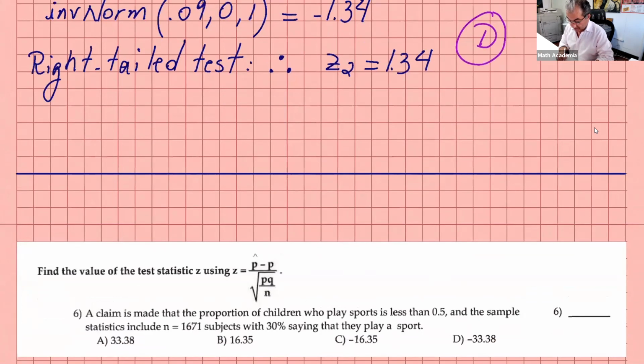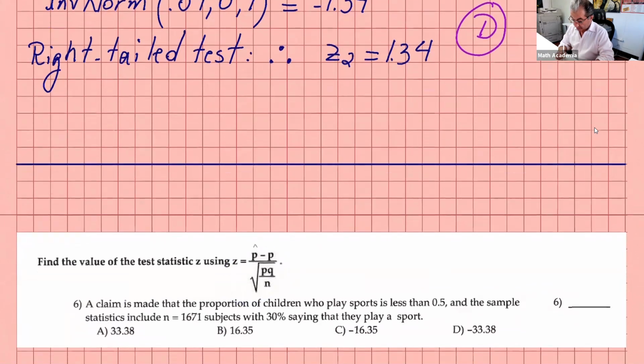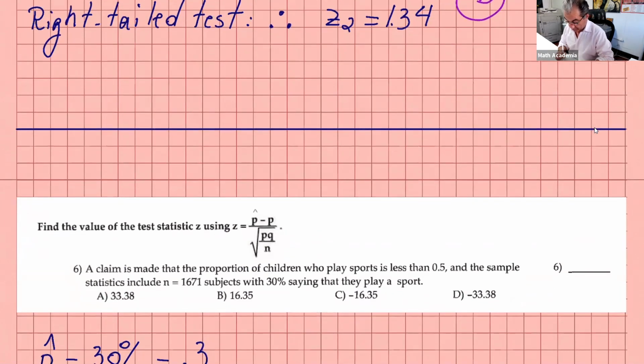Find the value of the test statistic z using the formula. This is the formula for the test statistic when the claim is about a population proportion, or one population proportion.